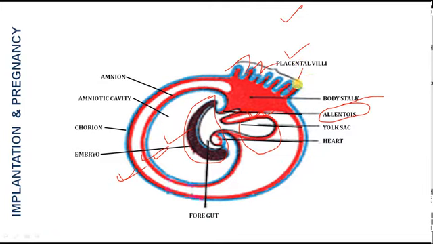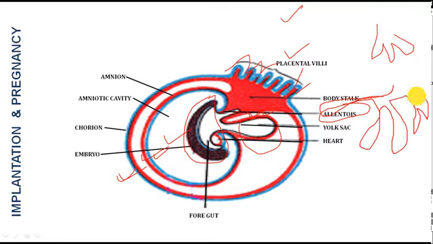Now with time, this primary villi will divide into secondary villi. It becomes branched like this. Then each branch will further become branched like this, and the tertiary villi are formed. These all enter into the wall of endometrium.